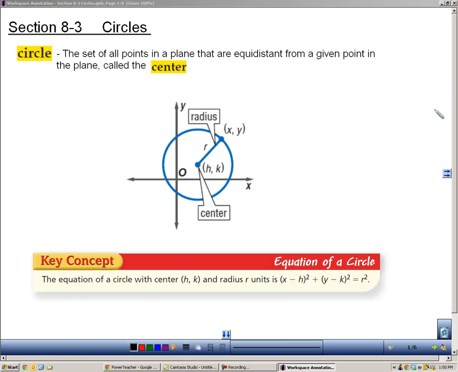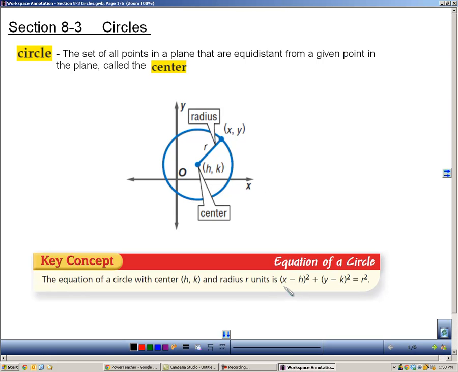Section 8.3 is about circles. A circle is a set of all the points in a plane that are equidistant, which means the same distance from a given point. That's called the center. Here you see in blue a circle. Here's the center. Now this line that we draw from the center to the outside of the circle, that's the same distance all the way around. That's called the radius.